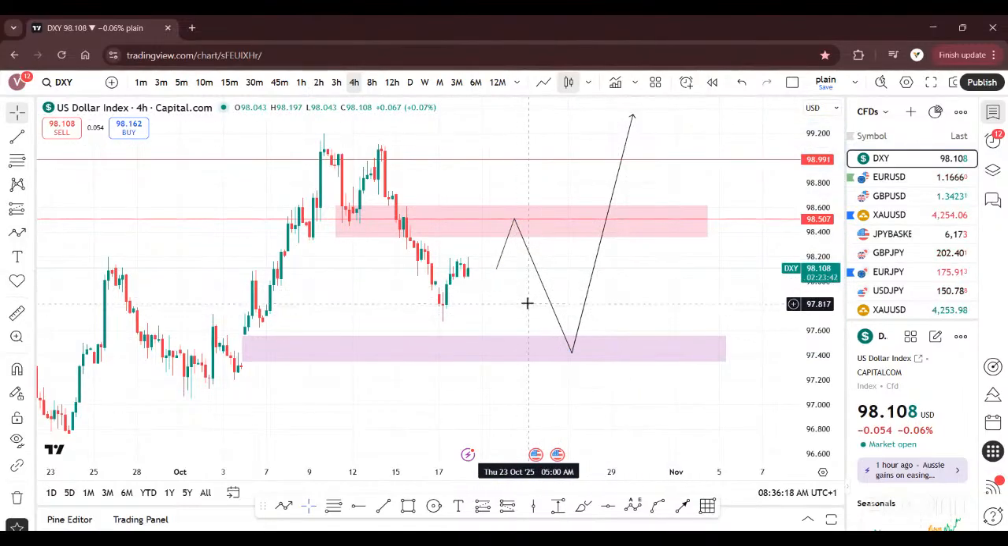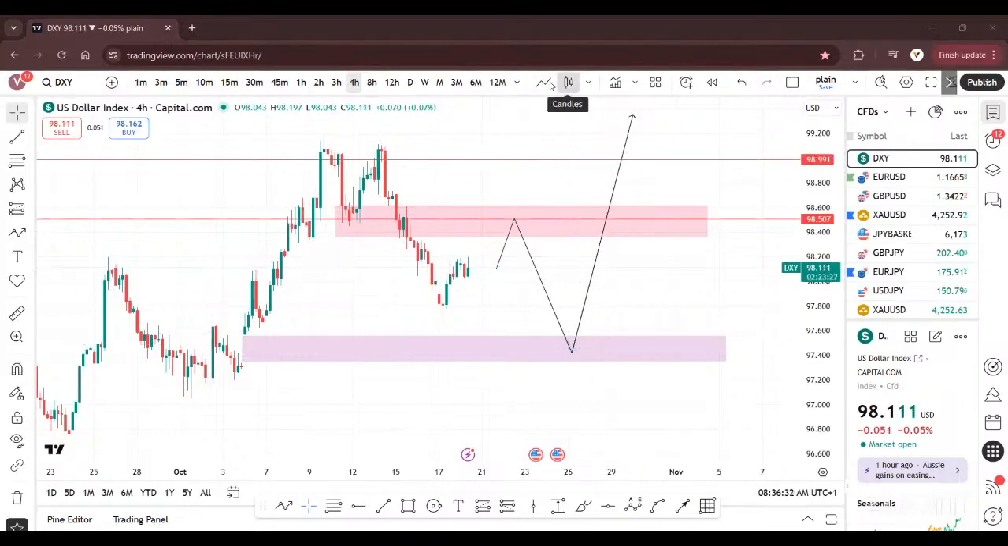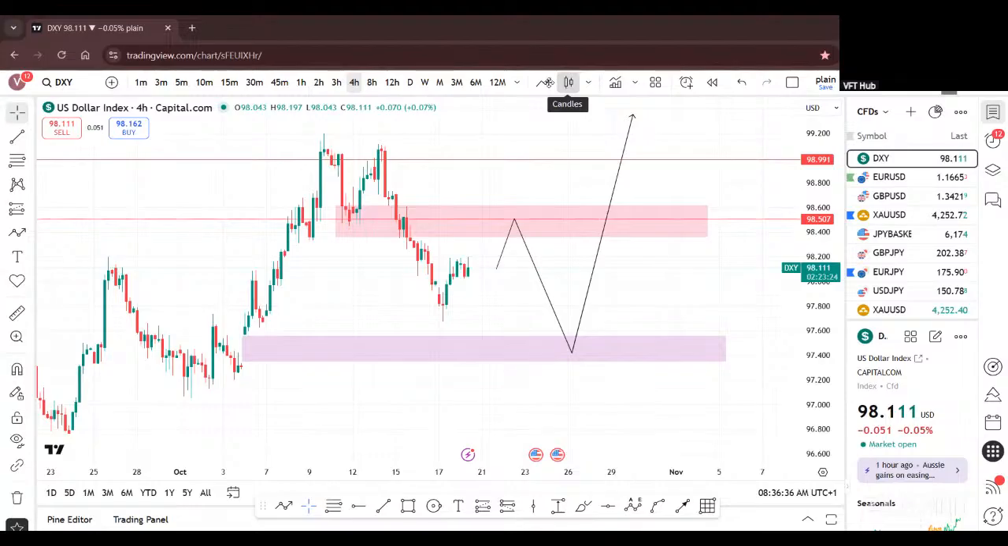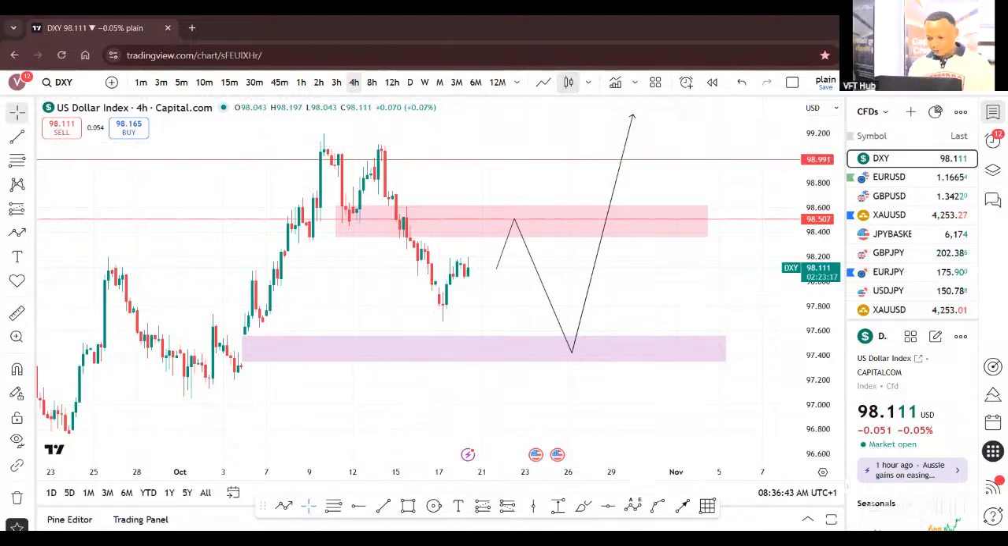If price makes this play, then interestingly, it's going to be one of the best plays yet this week. So I would want to see a pushback here. So I'm willing to buy the dollar into this region, sell it into this region, and then push back to the upside. This is what I want to see on the dollar index, and I'm willing to take advantage of it once it plays out. Okay, so this is my bias on the dollar index.